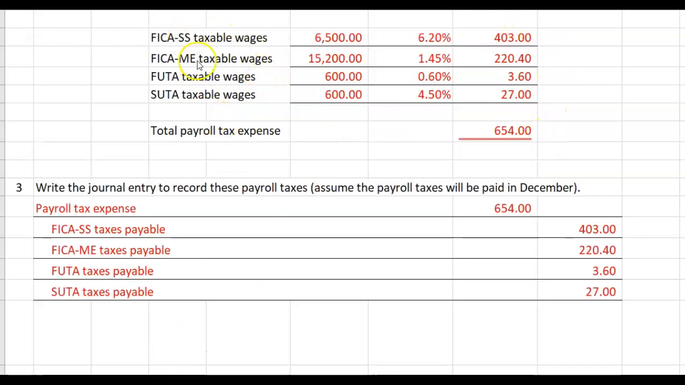If you've laid out your schedules well and done your work systematically, this journal entry will absolutely fall out of this piece of information here. Debit payroll tax expense, $654. Credit FICA taxes payable, $403. Credit FICA Medicare taxes payable, $220.40. Credit FUTA taxes payable, $3.60. And credit SUTA taxes payable, $27.